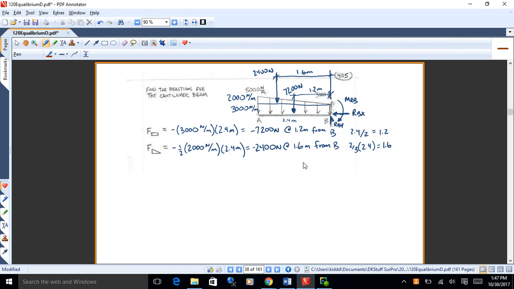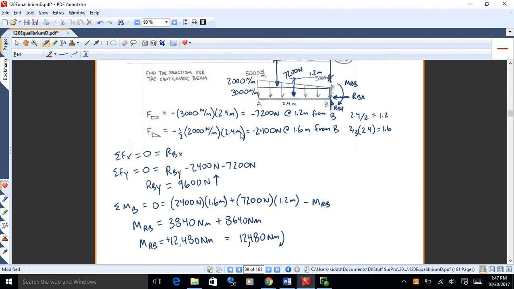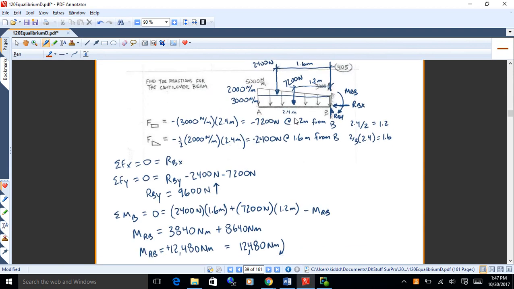So first thing I do, I get a nice diagram, all the forces, everything dimensioned. I know I'm going to take moments about the wall. I'm good to go. Now all I got to do is look at it and write up the equations. And like I say, if I start trying to do both at once, I'll make a mistake somewhere, okay? So we got sum of Fx is 0, and that's RBx. That's pretty simple. Sum of Fy is 0, that's RBy minus the 2,400 minus the 7,200. So I can solve for RBy.